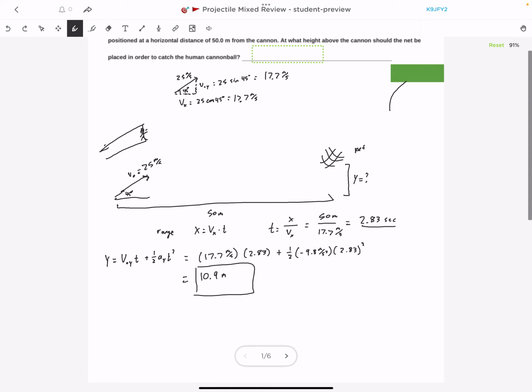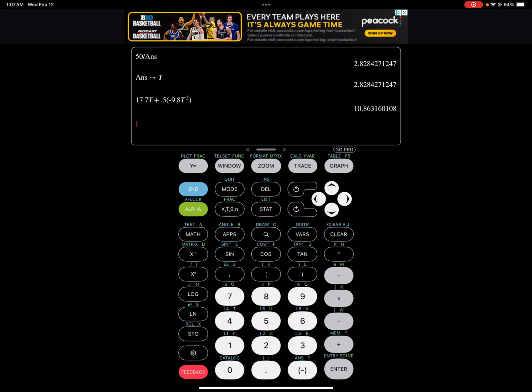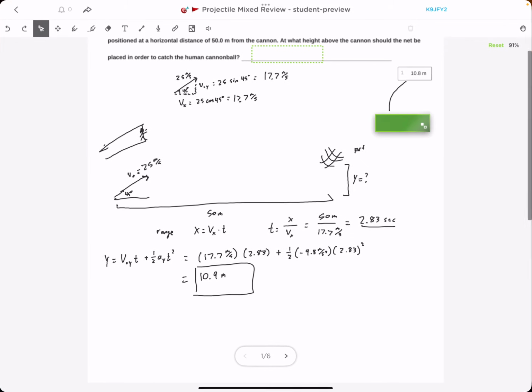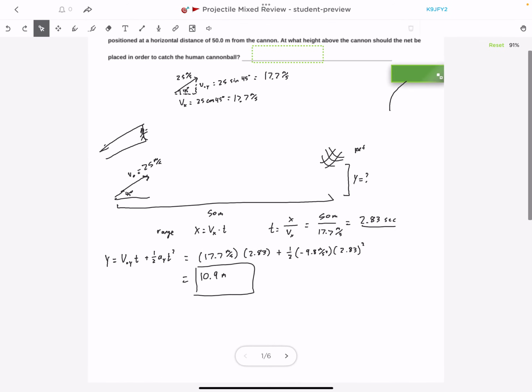So here, let's check and make sure we got it. And it says 10.8, but based on our calculations, we round up to 10.9. All right, that's what it should be. But basically, we got it. So that's good. And that's really the only types of questions that you need to see.